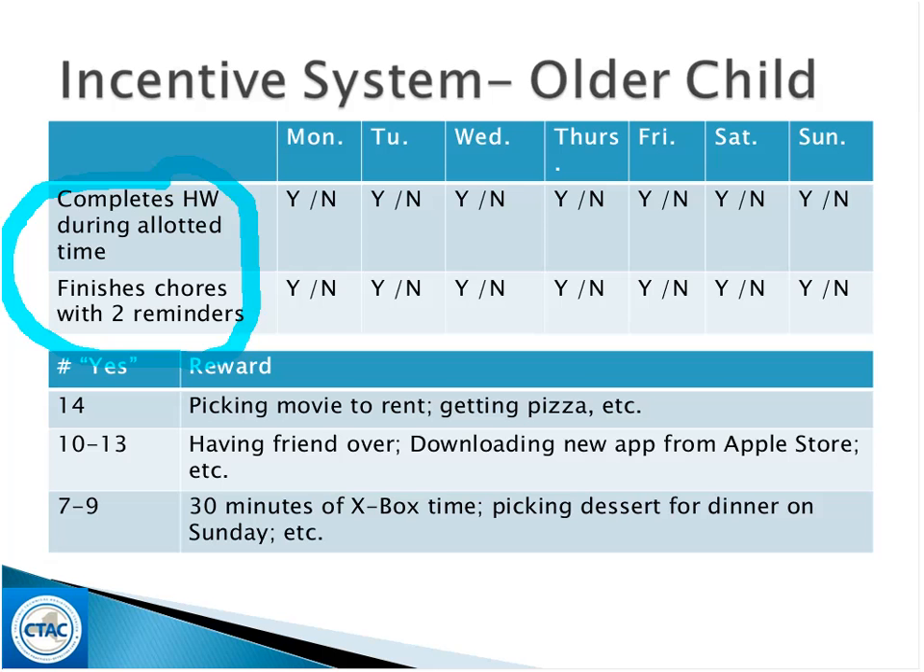And as you can see here, this is a reward menu. We often use menus. So instead of just opportunities to earn one reward, it's based on the number of yeses. So there are 7 days, 2 behaviors, 14 possible yeses. And so if a child is perfect, they can earn something from this level. If a child has done a pretty good job, they can earn something from this level. And if a child has done at least 50% or more, they can earn something from this level.